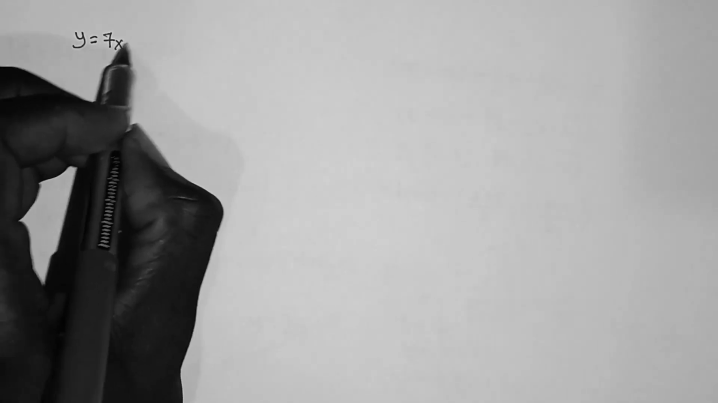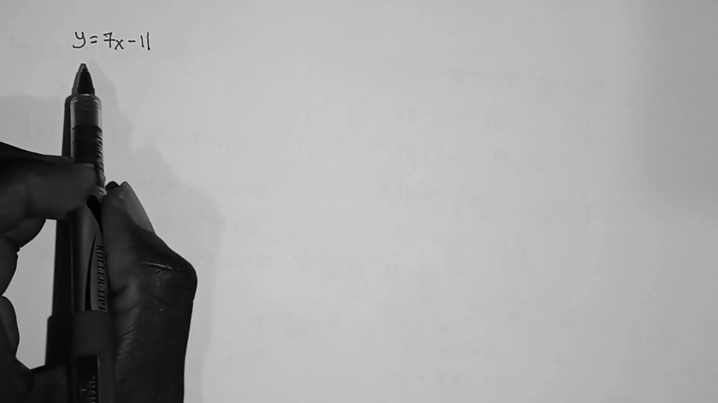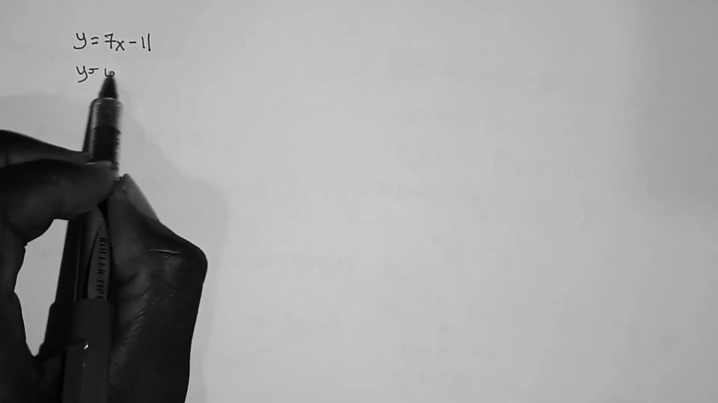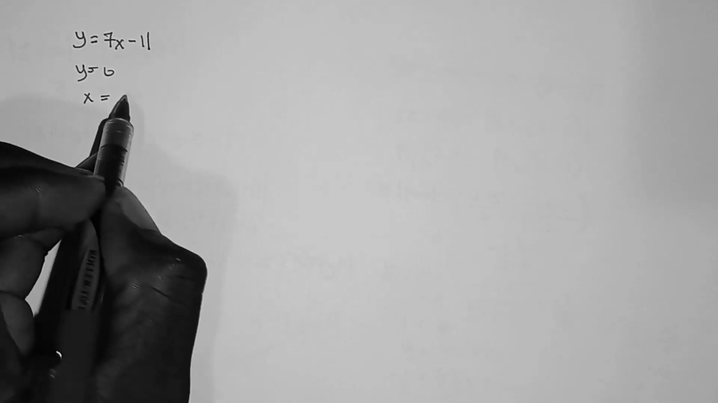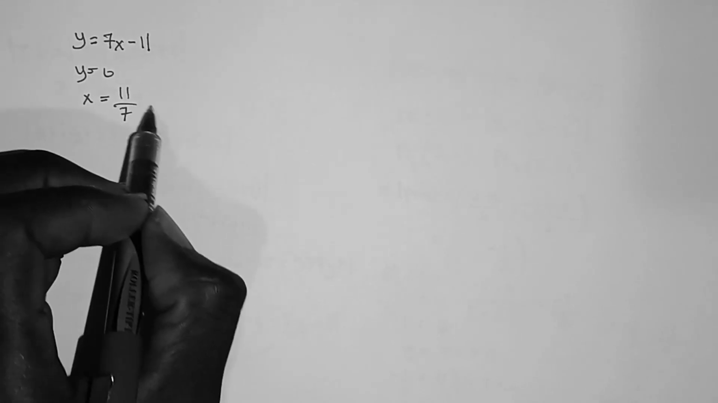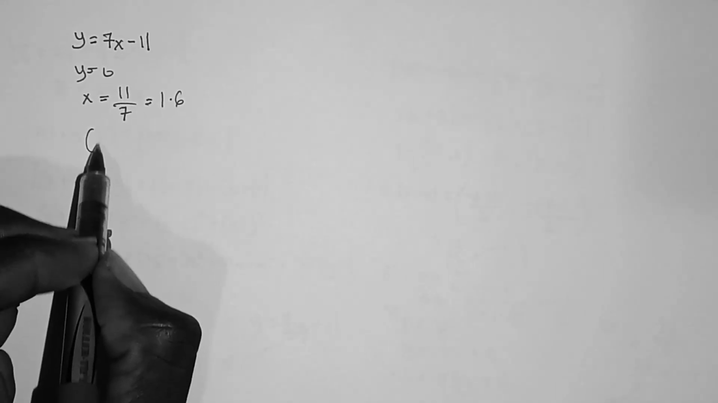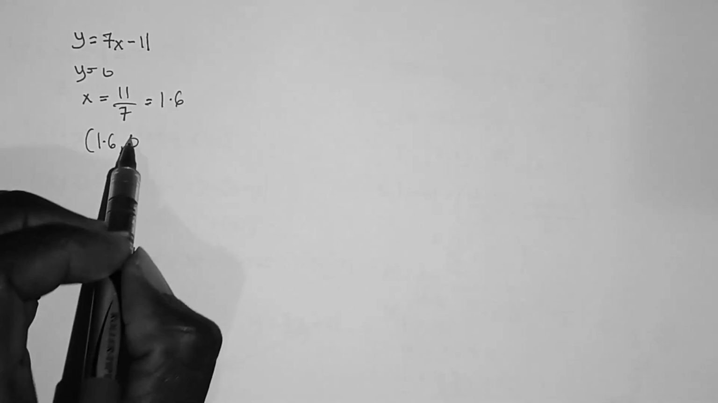So let's sketch y equals 7x minus 11 on an Argand diagram. So the first thing is to find the x-intercept. So for the x-intercept, y is equal to 0. So x is equal to 11 over 7, which is approximately 1.6. So we have the point 1.6 and then 0.